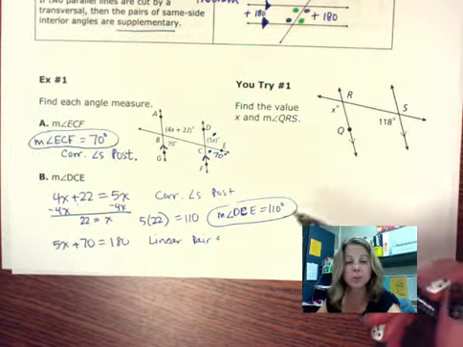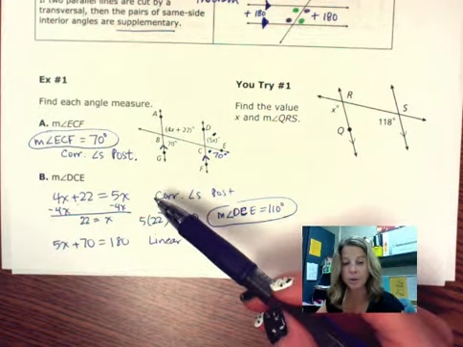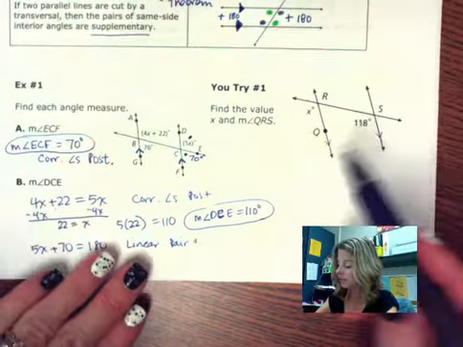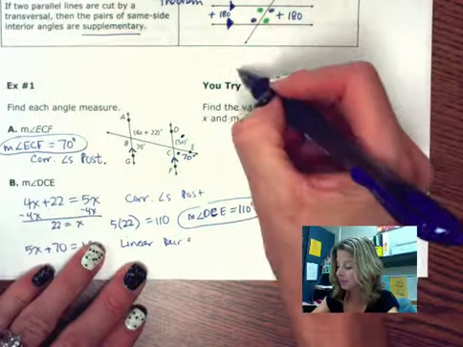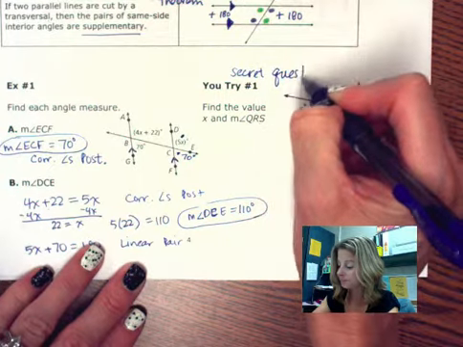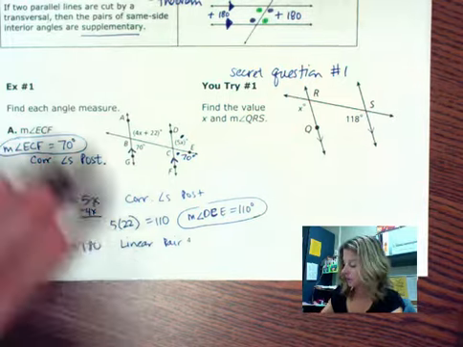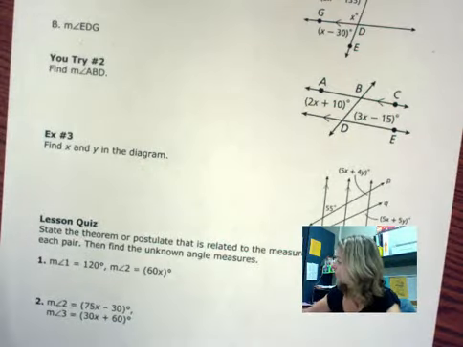So we are going to use the property to decide how to write an equation if we need to, and then we're going to work through it. Now, I would like you to try number 1 as secret question number 1. Okay? All right, let's move on to another example.